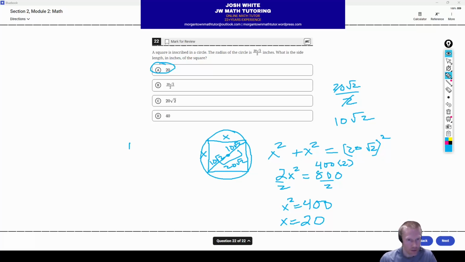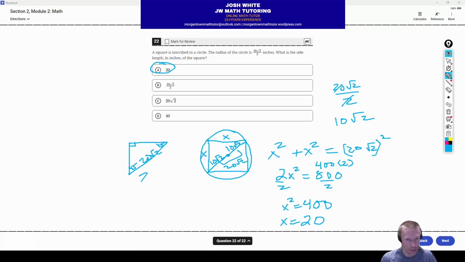One last thing just to point out, you could also, if you recognized that this is a 45, 45, 90 triangle, because in a square, the diagonal divides the square into two congruent, 45, 45, 90 isosceles right triangles. The scale factor between the legs and the hypotenuse is square root of 2. From legs to hypotenuse, you multiply it. From hypotenuse to legs, you divide it.